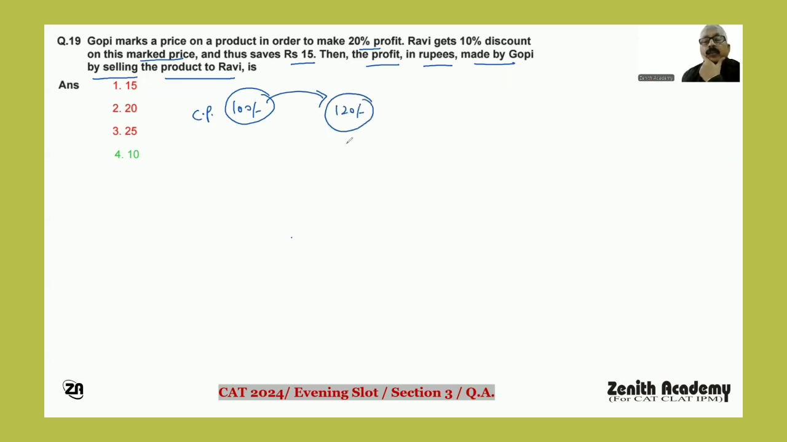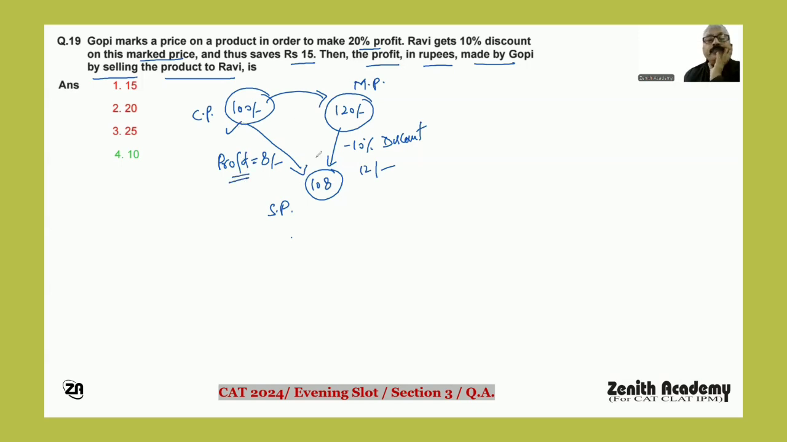And Ravi gets 10% discount. So if the cost is 100 and the mark price is 120, then 10% discount will be equal to 12 rupees. It means 120 minus 12, selling price is 108. Gopi will get 8 rupees profit. 100 rupees cost, 108 में सेल करा तो 8 रुपए का प्रॉफिट होगा, राइट.